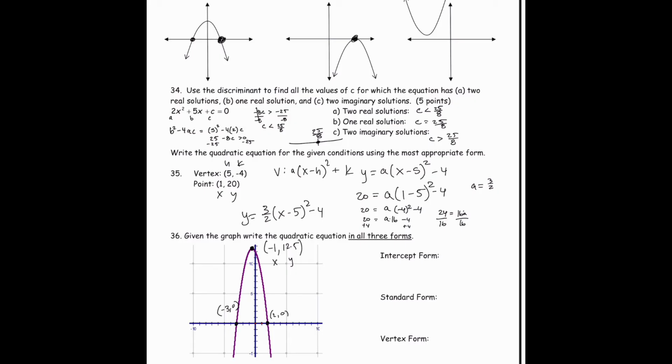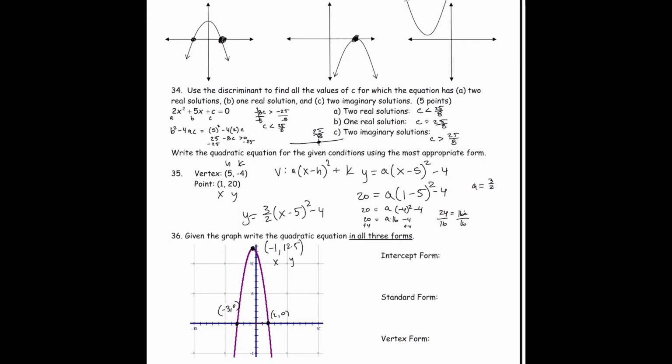Okay, so we have negative 1 plus 3, which is going to be 2. So a times 2, negative 1, negative 2, that's negative 3. This needs to equal 12.5. All right, so we have a, 2 times negative 3 is negative 6. So negative 6a is equal to 12.5. So a is going to be 12.5 divided by 6.